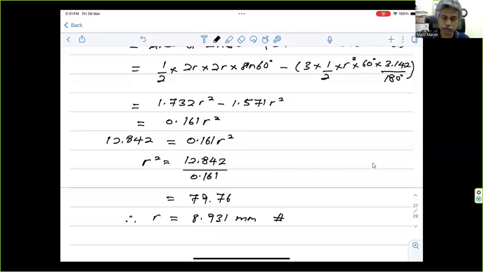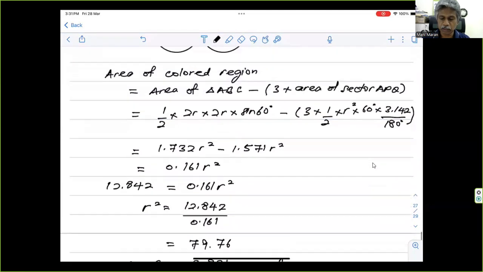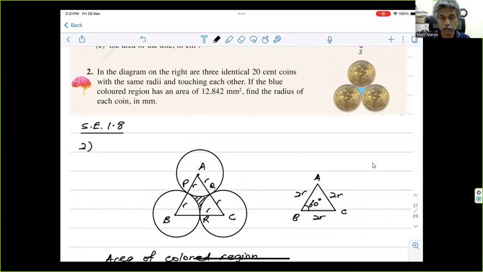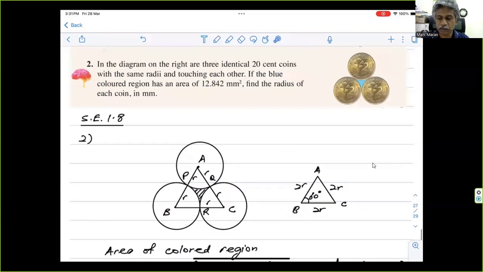Copy this first, copy inside your exercise book. Later when you revise, don't look at the solution, do this one more time. Understand the question first. Let's revise very quickly what we're doing here. You are given three 20-cent coins, which are touching each other. Because the coins are circular, when they touch there's bound to be a gap in between. The area of the gap, the shaded blue region, is given, but the radius is not given. So you're asked to find the value of R.